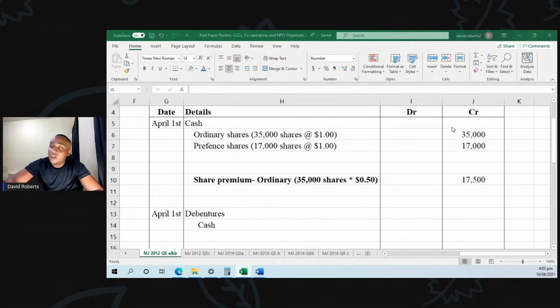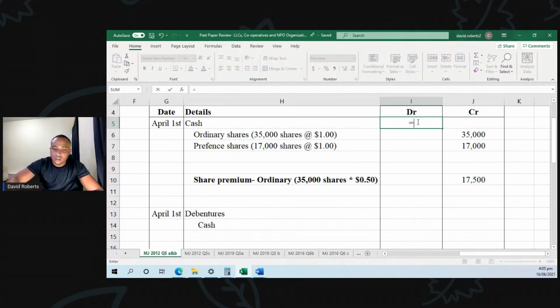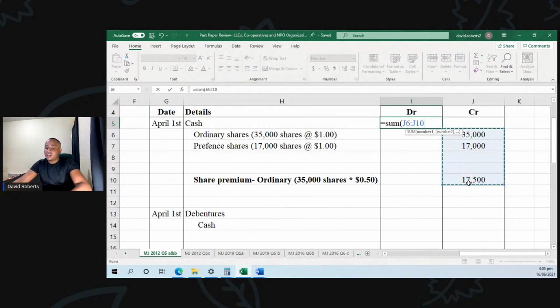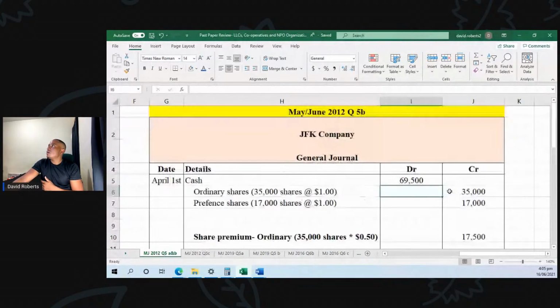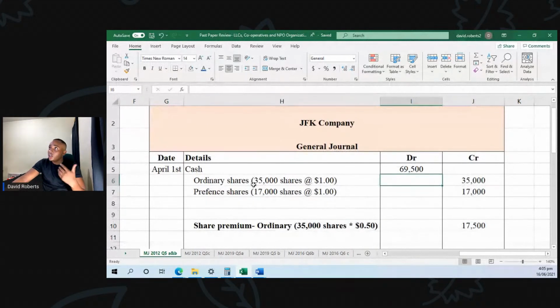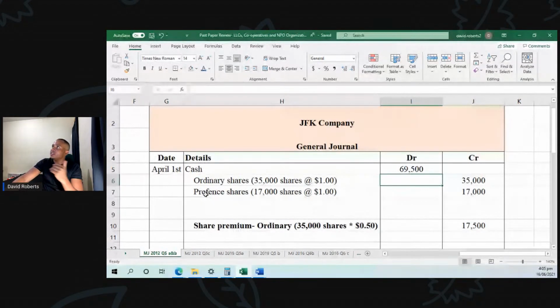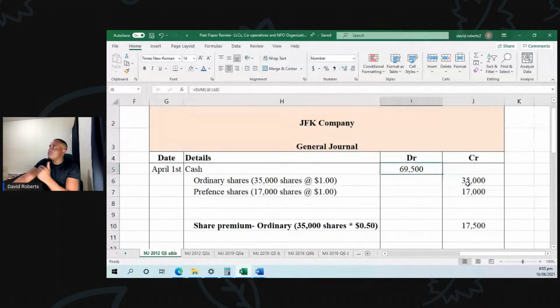So for the cash, all that will be is a summation of these three entries here. So that is $69,500. $69,500 is our cash entry. What you could do is put cash, then ordinary shares, debit cash 35,000, 35,000, debit cash here again 17,000, 17,000, and debit cash here 17,500, 17,500. That's a lot, so what I did is just add it all up and put it as one cash entry. Do you all understand why we put cash debited 69,500? If you don't, tell me in the chat.